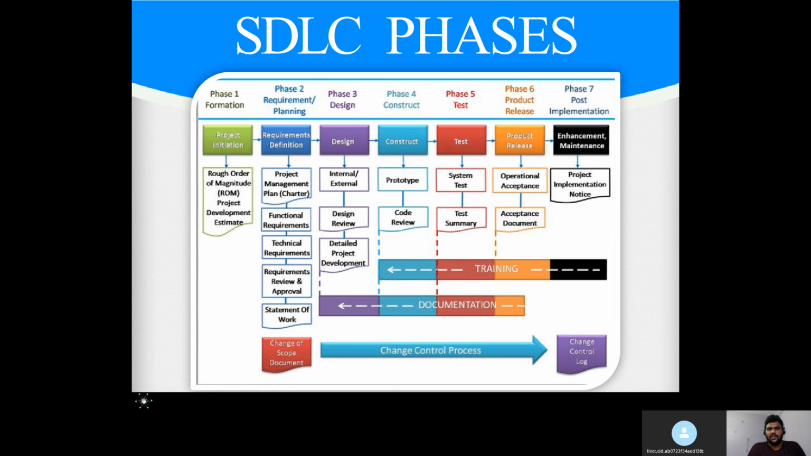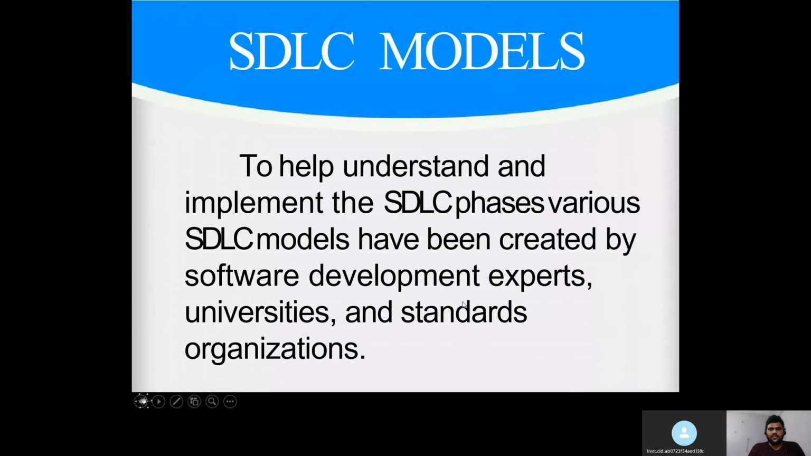If there are any enhancements, or if any major change is expected by the customer in between these things, then there is a change of scope. The change of scope document will be created, which leads back to phase 2, and again from there all the processes, the change control process, will go and everything will be recorded. Next, SDLC models.